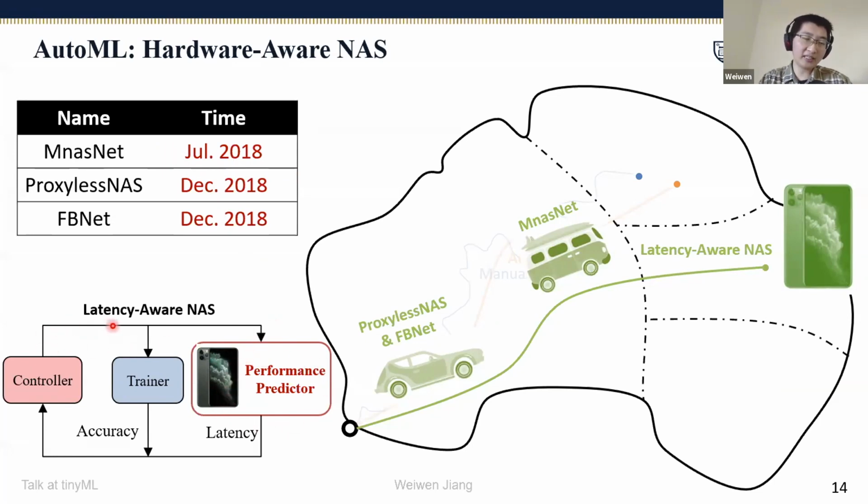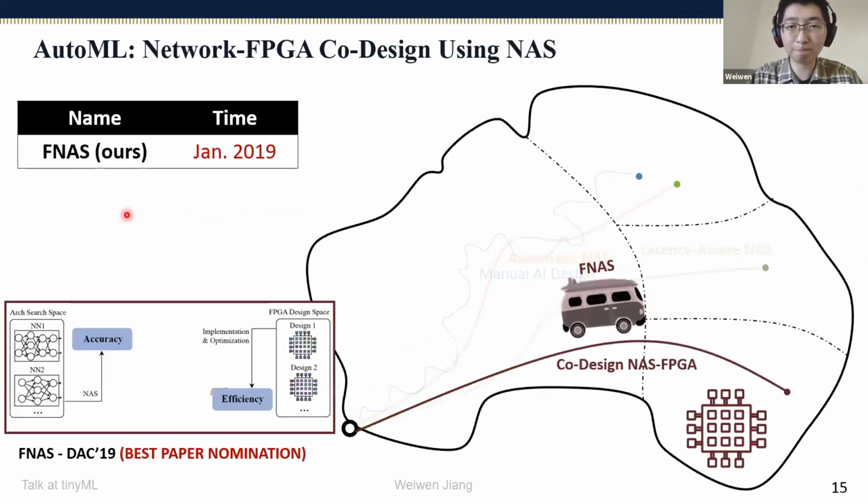After the neural network is predicted, in addition to being trained from scratch to obtain accuracy, it will also go through the performance predictor path to obtain the latency. Then the accuracy and the latency will be fed back together to the controller to update the controller. To improve the efficiency, in late that year, ASICNAS and FBNet were proposed, and they are based on the differentiable approach as demonstrated in the previous slides.